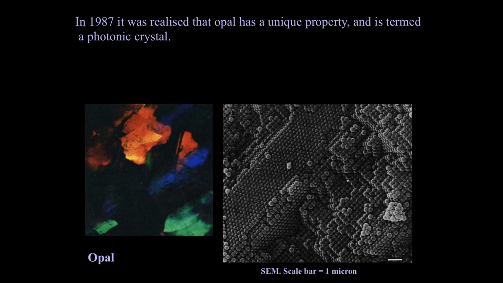Light comes in and starts to bounce around multiple times and interact all over the place in complex ways. And a good example of this is opal. So this is gemstone opal, and this is a cross-section showing what's causing those colours. It's a close-packed array of spheres about 0.5 micron in diameter.